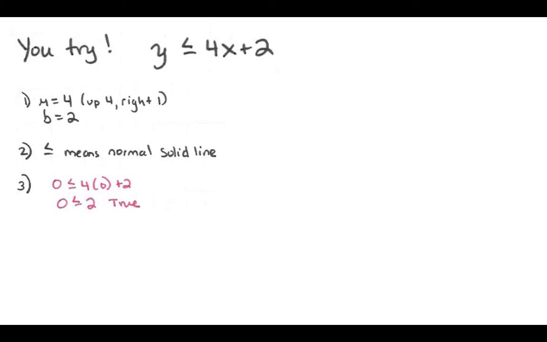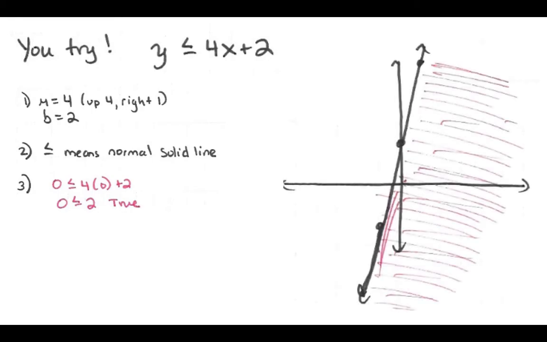Now, the slope means that you would have started at y equals 2 and gone up 4 right 1. Having a less than or equal to meant there should have been a solid filled in line. And when I tested 0, 0, I got a true statement. So there it was. There's my graph, my solid line. There's 0, 0. It was true, so I'm going to shade over on this side where all my true friends live.